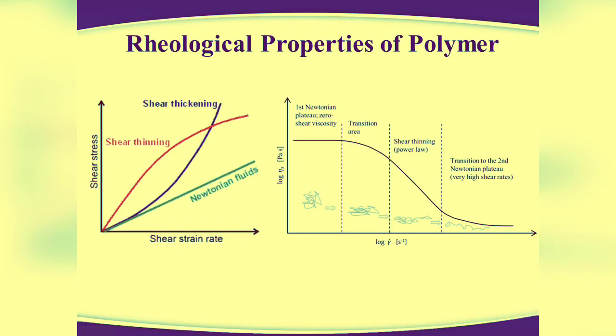Majority of the polymers show either shear thinning behavior, which means decrease in viscosity at higher strain rate, or shear thickening behavior, which means increase in viscosity at higher strain rate. Depending upon application, like during polymer processing, shear thinning behavior is preferred as it reduces the amount of energy required to process the material. But in case of paints, shear thickening behavior is preferred so that paints do not drop or flow from the wall.